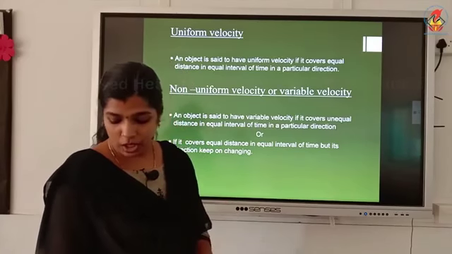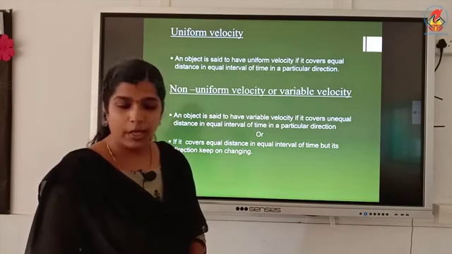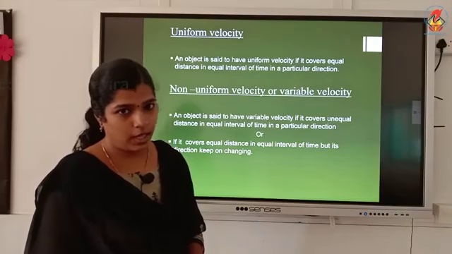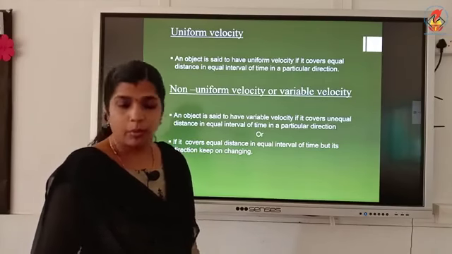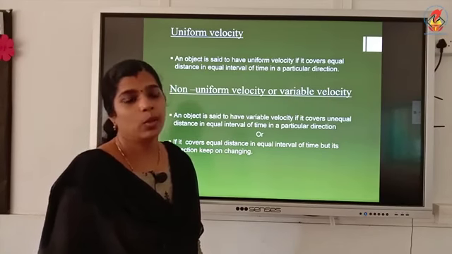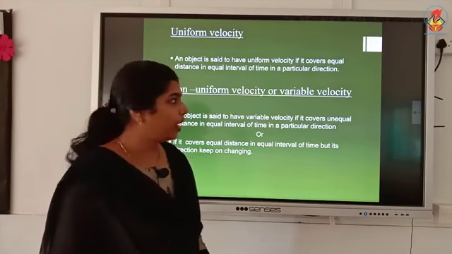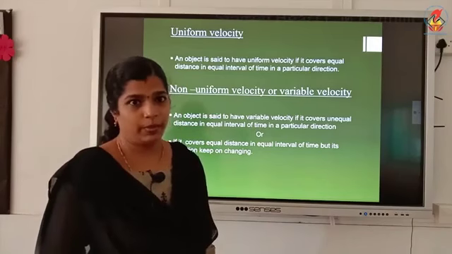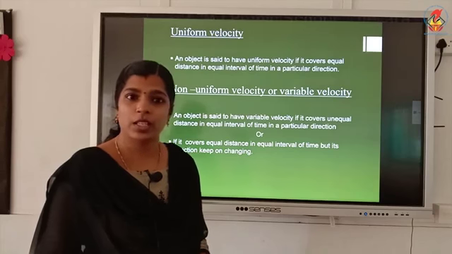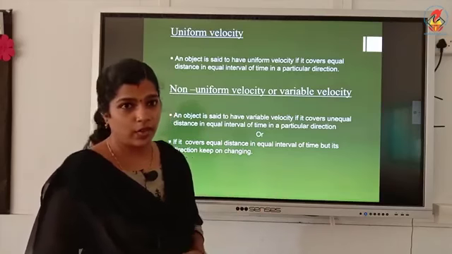First one, by changing the speed keeping the direction of motion the same. Second one, by changing the direction of motion keeping the speed of the object the same. Third one, by changing both the speed and the direction of the moving object. In three ways we can change the velocity of an object. So if the velocity of an object is changing, that is known as acceleration.